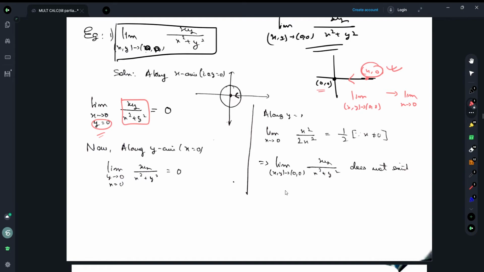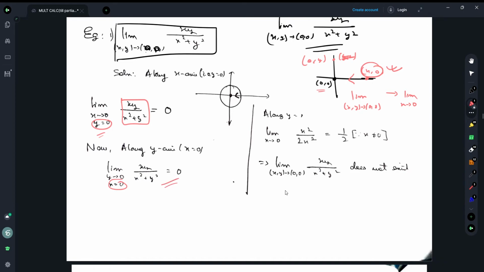Similarly, if we try to reach (0, 0) with a point on the y-axis, here your x is fixed to be 0. Every point along this direction has x equals 0. So only the limit as y tends to 0 remains, and still the value of the function comes out to be 0. Got it?